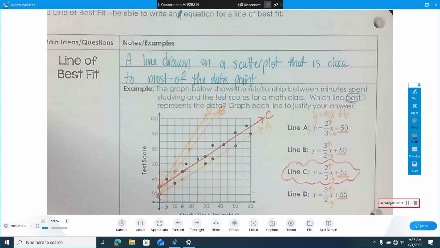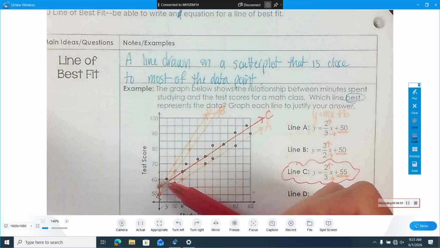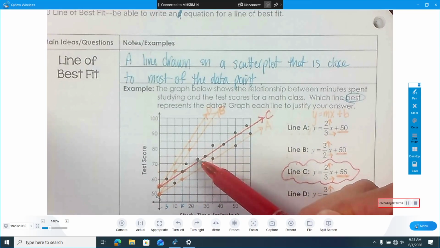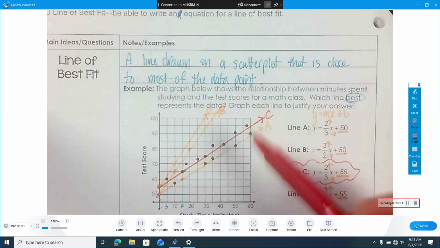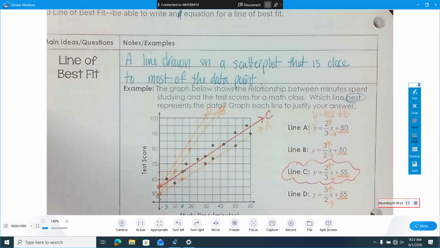And line C, you can look at the data points and you can see there's like above, below, above, below, above, below, above, below, above, below. It's sort of in between. There's a few points below and a few points above. Do you see how it's sort of between all the data? So this is a good approximation of the data.